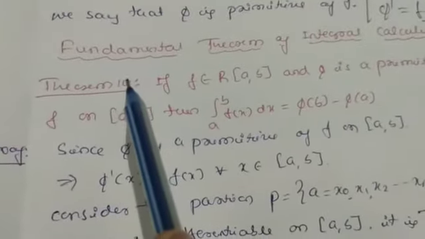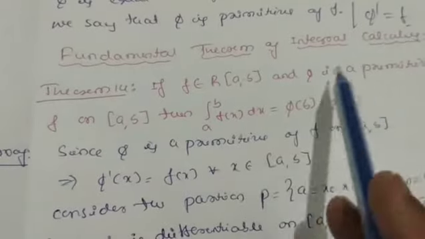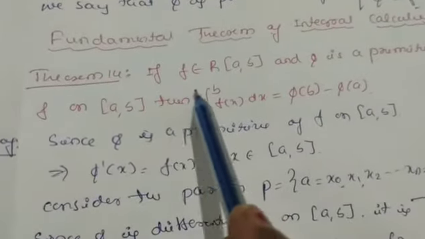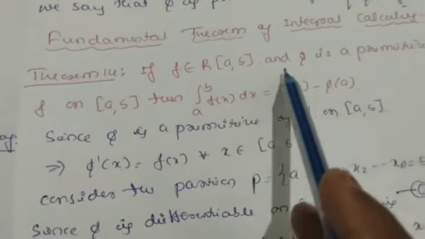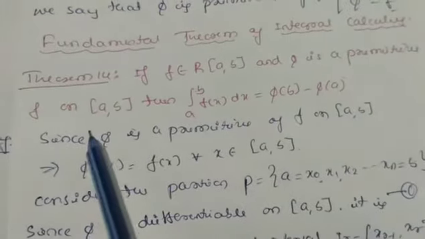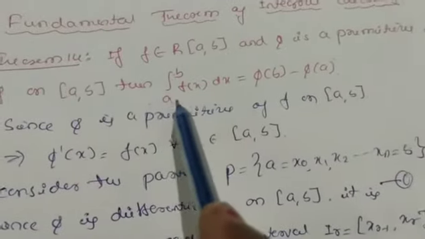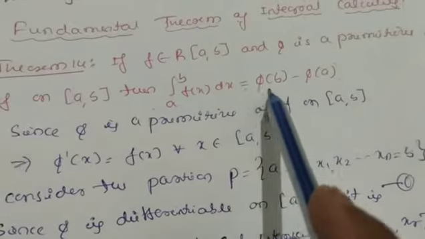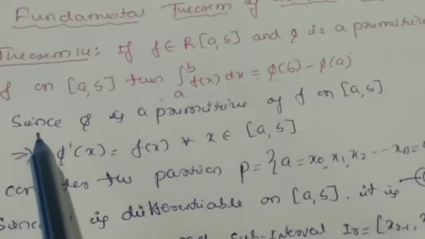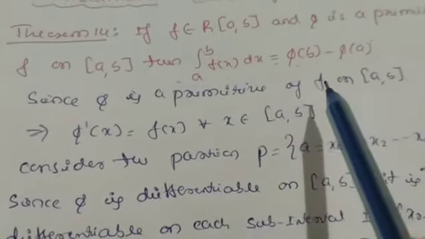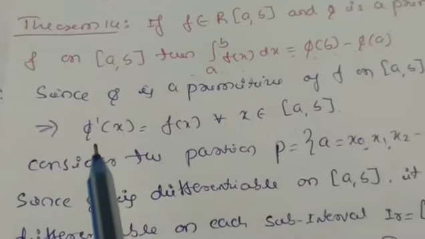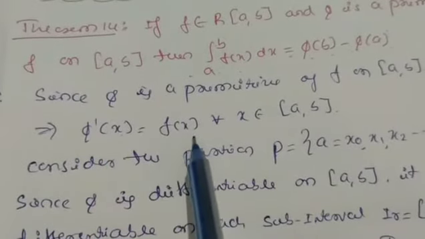Let us take one theorem here, the fundamental theorem of integral calculus. This one is important. If f belongs to R of [a, b] and phi is a primitive of f on [a, b], then integration from a to b f of x dx is equal to phi of b minus phi of a. Since phi is a primitive of f on [a, b], this implies phi dash of x is equal to f of x, because it is given phi dash of x is equal to f.